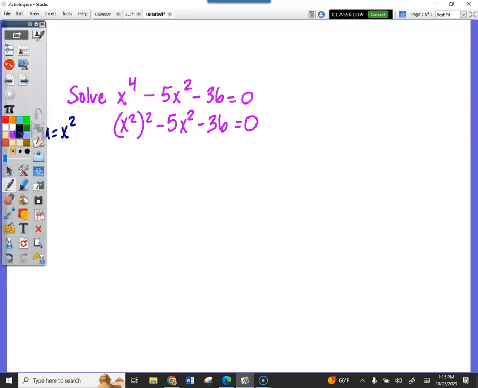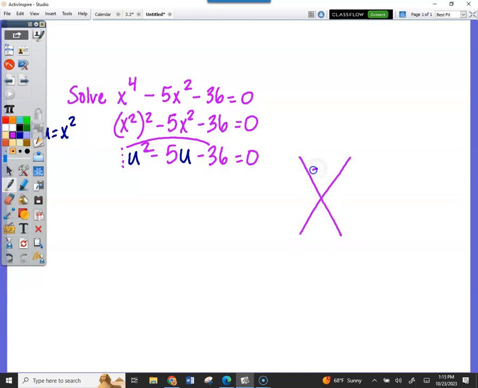All right, so u. Okay, so let's see if it factors. Factors of negative 36 that add up to negative 5. Negative 9, 4. So the shortcut is (u minus the number)(u plus the number), although a is 1, so don't write the 1, and then x is actually u.